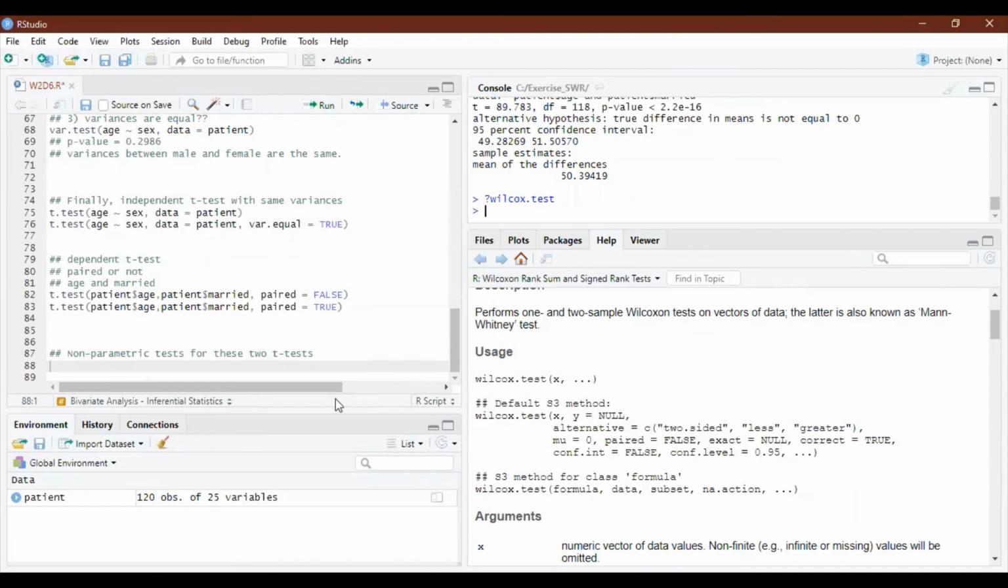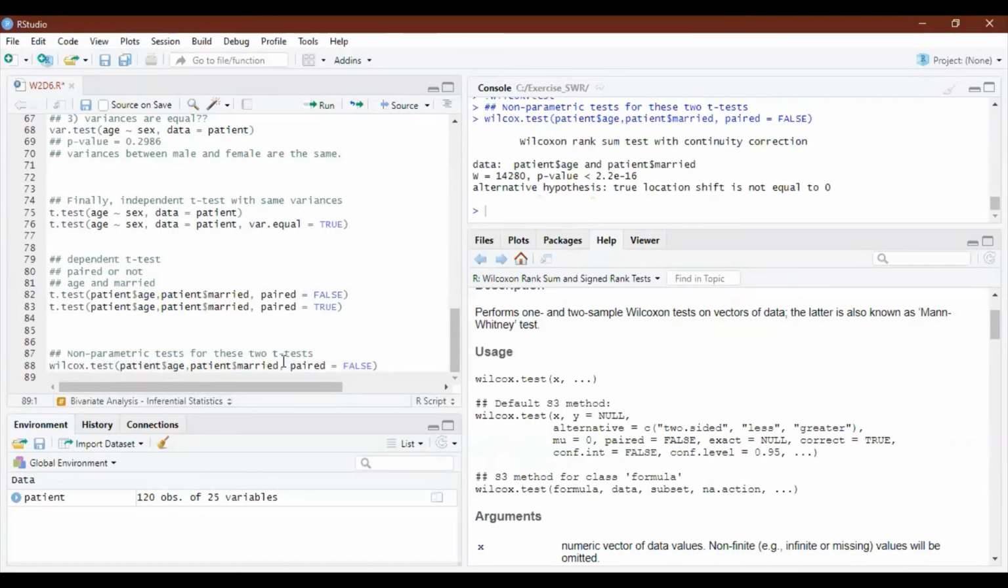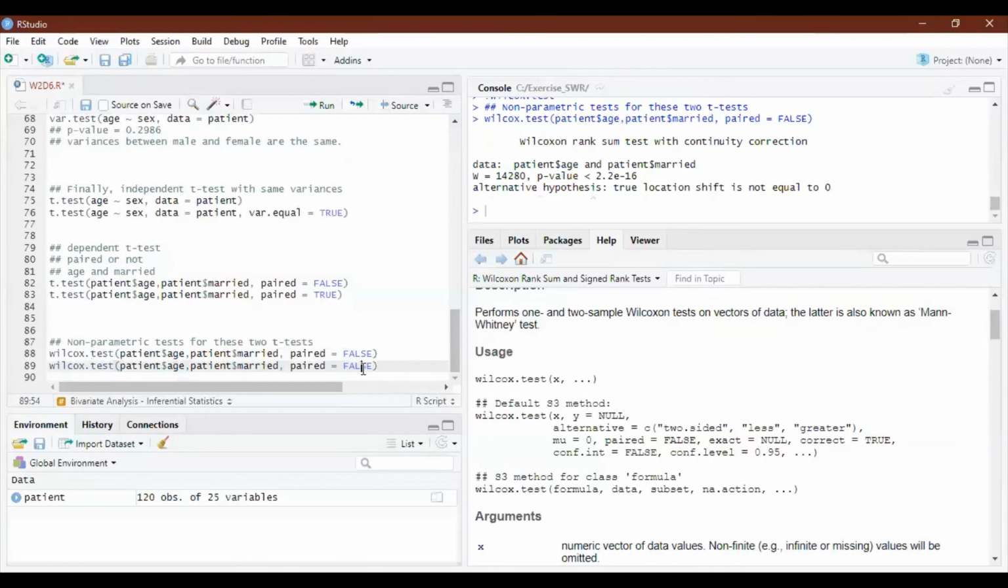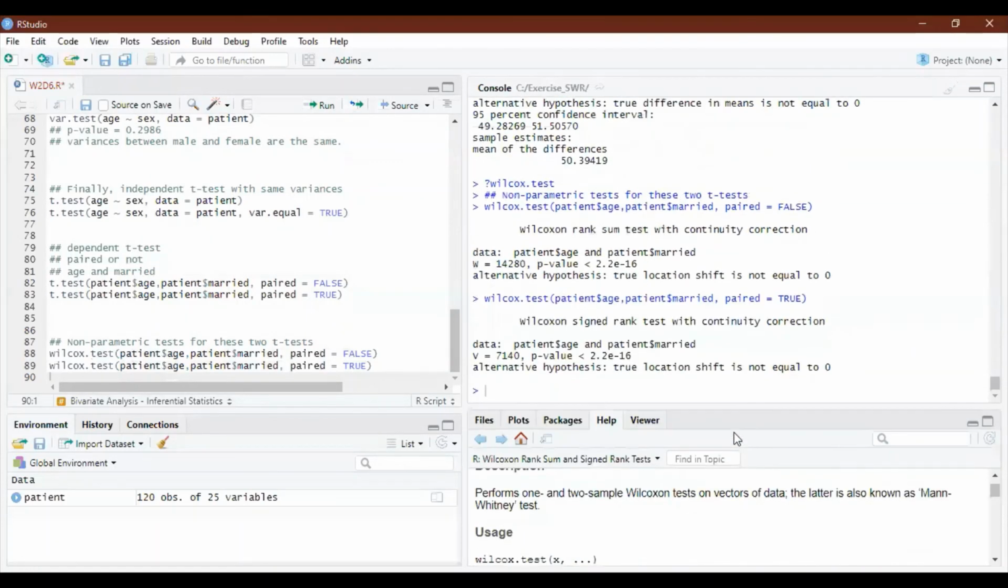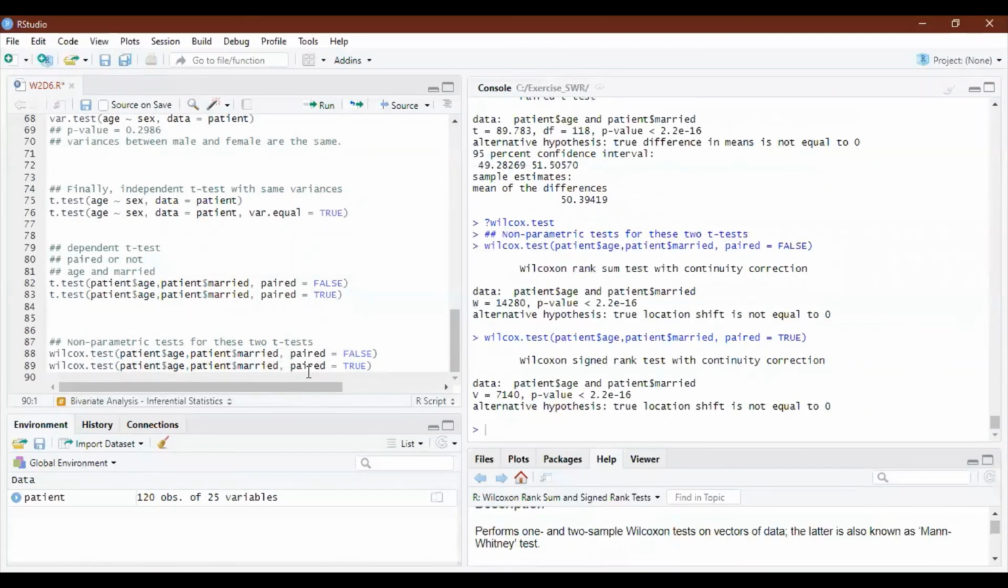So the same here. We will just use the same parameters and change this to the Wilcoxon test. This is for the independent sample, and for a dependent sample, the same. This is for demonstration. When you do the analysis, you don't have to do everything. You just look at the assumptions, and if the assumptions are not met, then you continue with the nonparametric test.